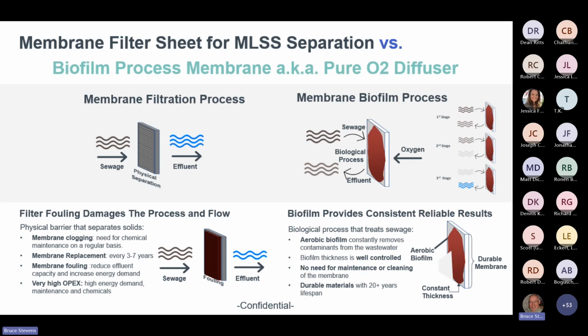Our membrane is the basis for a biofilm process, and it's really focused on separating oxygen, pure oxygen, from the atmospheric air that we use to feed the biofilm reactor. So all we allow through the membrane is pure oxygen. Any nitrogen that's in the air and CO2 gets rejected and sent away.